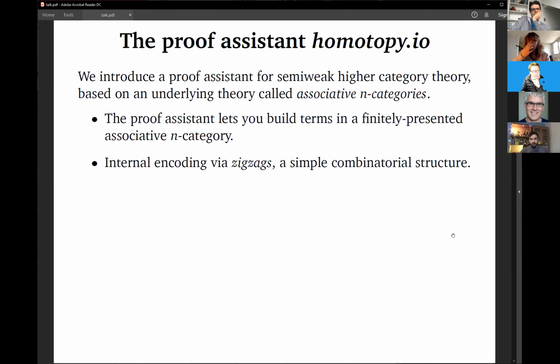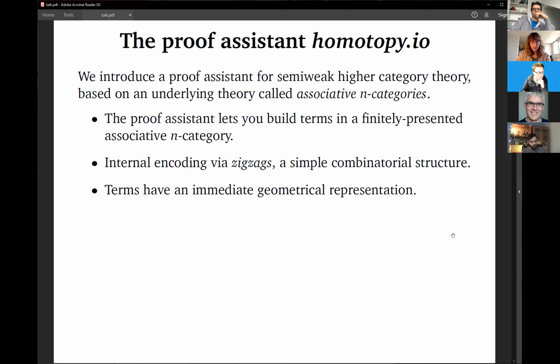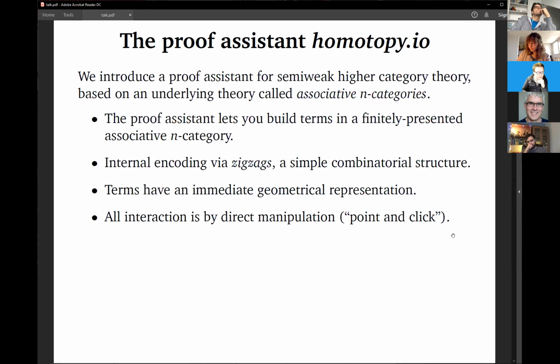The proof assistant encodes internally these terms using a combinatorial notion that we call a zigzag, which is quite an elementary structure. We'll see how those work a bit later on. And the terms of this proof assistant, which are encoded by these zigzags, have an immediate geometrical representation, which the proof assistant shows you. So you're looking at a picture, and all interaction with the proof assistant is by direct manipulation. That is point and click. You don't type anything at any stage, you just use your mouse. So completely unlike, of course, most other, or certainly not every other, proof assistant for higher category theory.